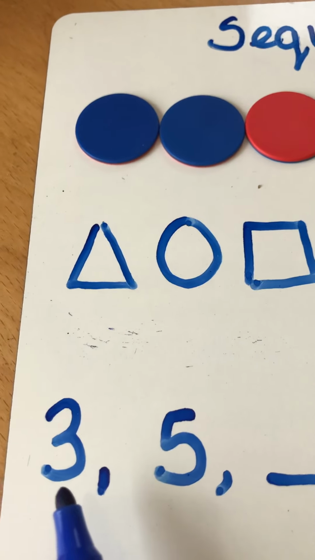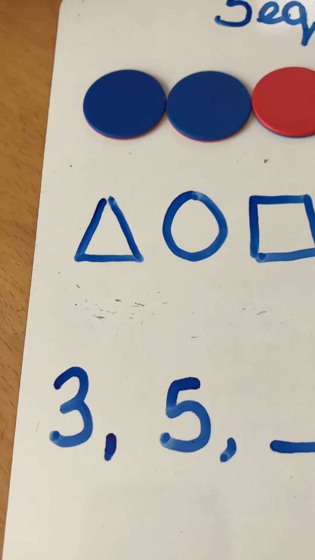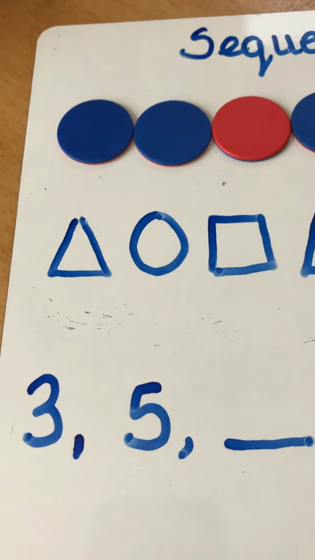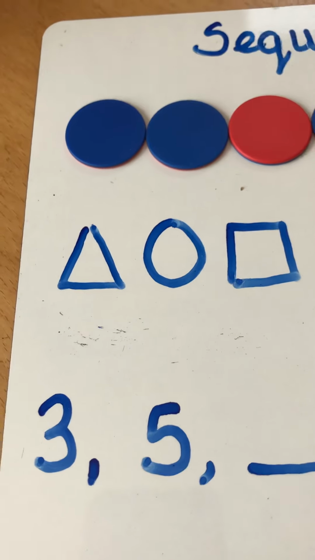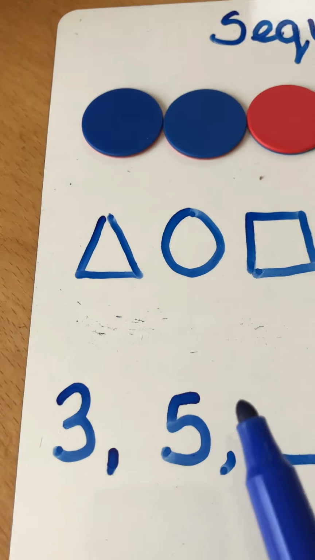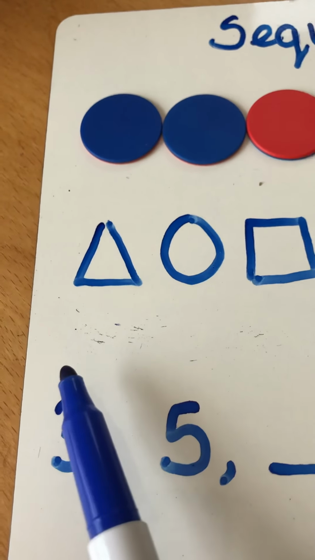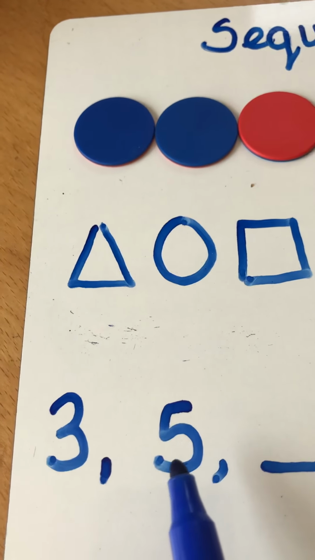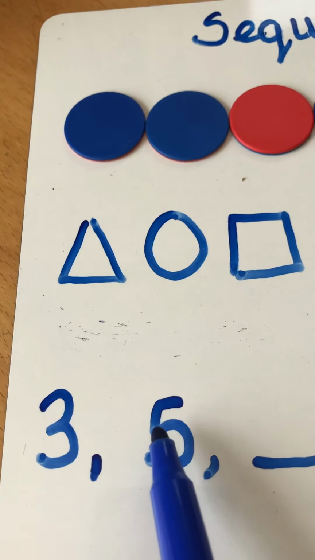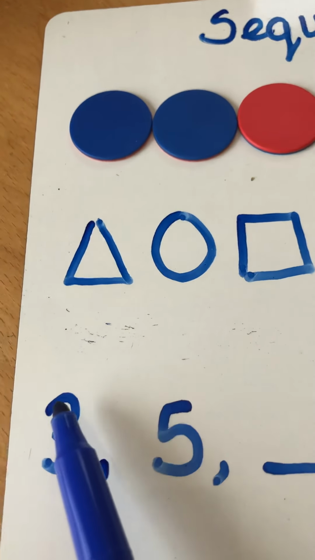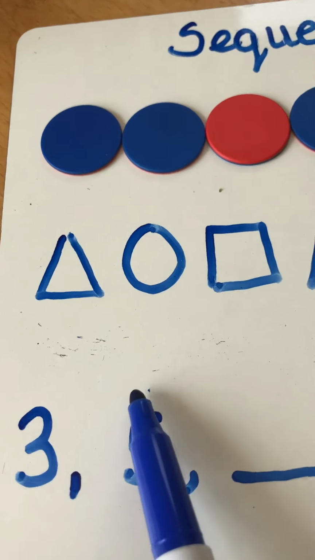This one starts with 3 and the next number is 5. So the first question we have to ask ourselves, if we're using numbers, is does this sequence get bigger or smaller? Is it increasing or decreasing? Well, is 3 bigger or smaller than 5? Is 5 bigger or smaller than 3? We are going up. We are increasing.